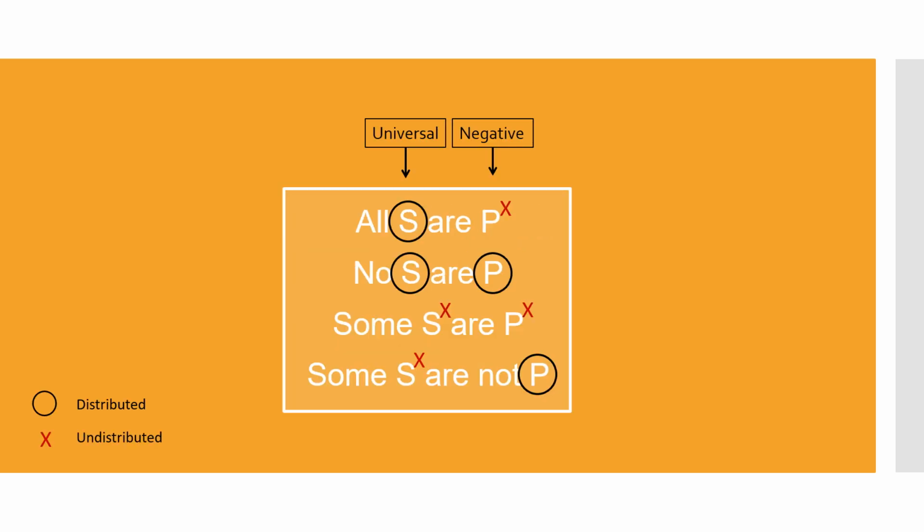So notice in our distribution matrix here, if you just look straight down the S category, everything that's a subject, the top two are universals, and so the subject is distributed, and then the second and bottom ones are negatives, and the predicate term is going to be distributed. So universals distribute the subject side of a categorical proposition, negatives distribute the predicate side. And again, frankly, you just need to memorize this.